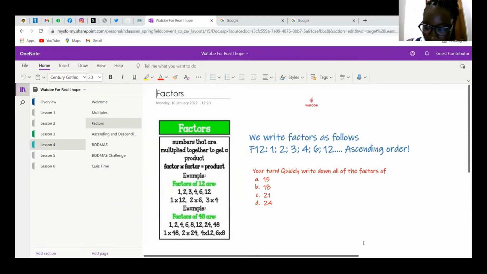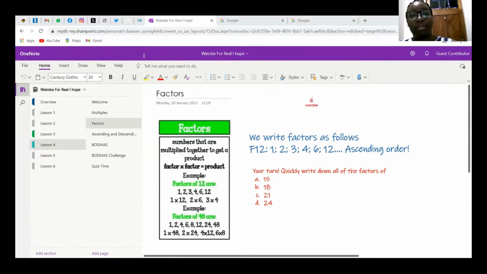Now, the example we have here is the factors of 12. We've written F12 for factors. The factors of 12 are 1, 2, 3, 4, 6, and 12. Right. We're always going to have 1 times 12. That's going to give us 12. 2 times 6 is going to give us 12. And 3 times 4 is going to give us 12. And that's the example we have here. And then I'm going to tell you guys that 1 is always going to be a factor of every number.